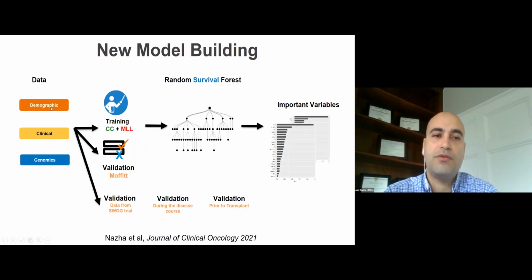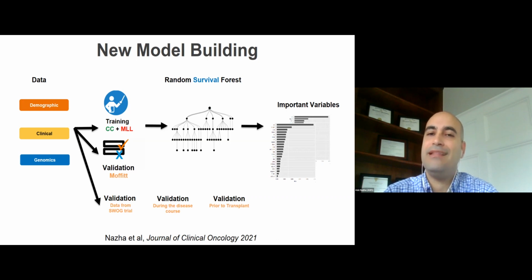To do that, we took demographic, clinical, and next generation sequencing data of 36 commonly mutated genes in myeloid malignancies. We combined the data from the Cleveland Clinic and Munich Leukemia Laboratory to train the model. We externally validated the model in data from Moffitt Cancer Center.